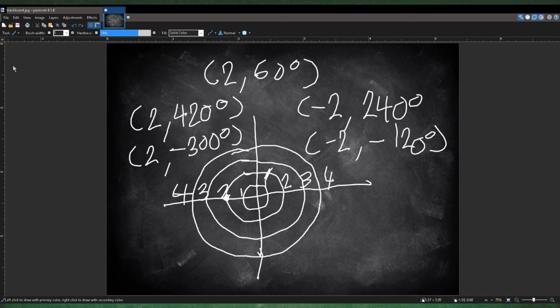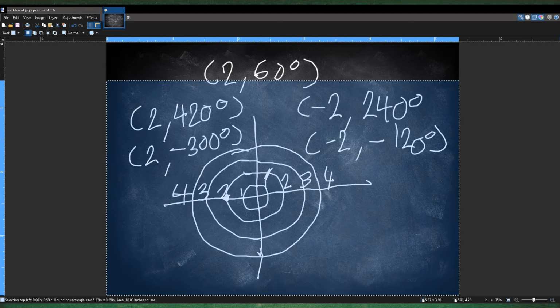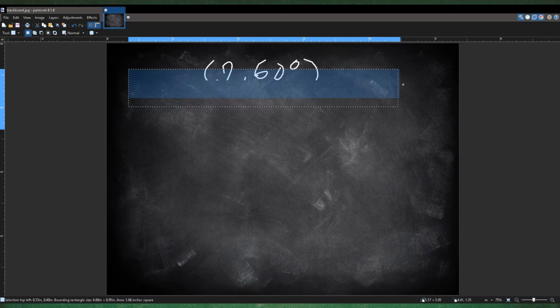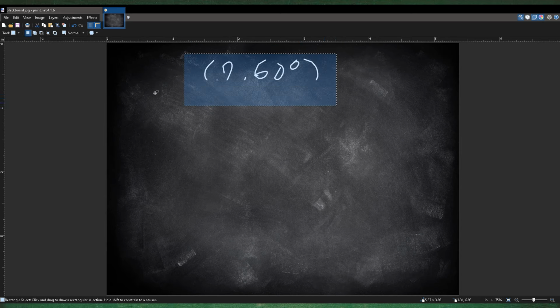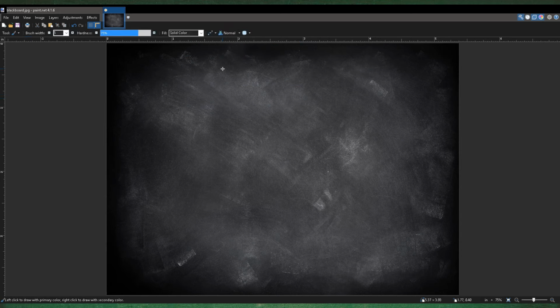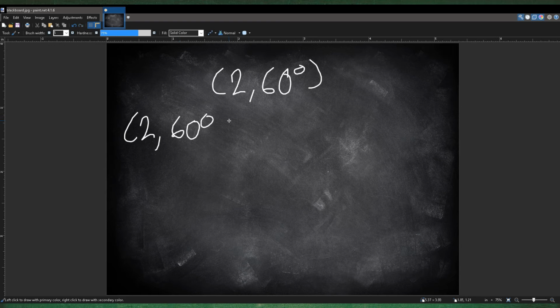So the formula to find the exact same point of a coordinate, sorry, let me erase all this first. Delete. So we have something like 2 comma 60 degrees. The same formula would basically be, you have the 2, so the radius is going to stay the same. If the radius is the same, then it's the 60 degrees plus or minus 360 degrees n. So n would just be a natural number.